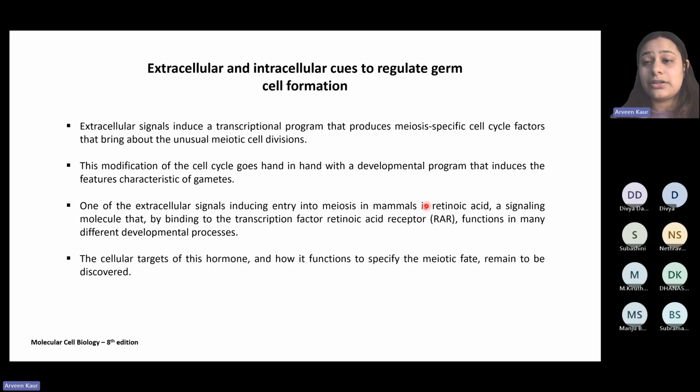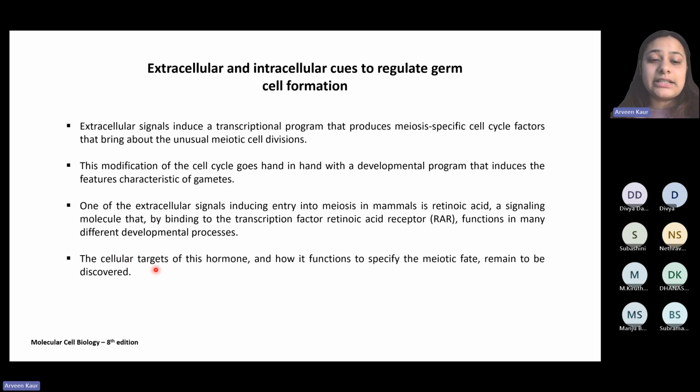It is known as retinoic acid. So retinoic acid is a ligand, right? It is a signaling molecule that, by binding to the transcription factor retinoic acid receptor, will function in many different developmental processes, right? So once it initiates these developmental processes, it will also cue these processes to undergo meiosis.